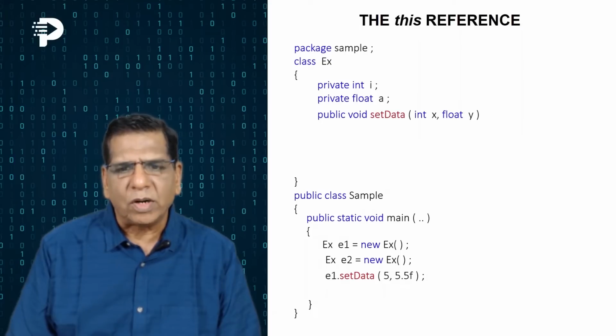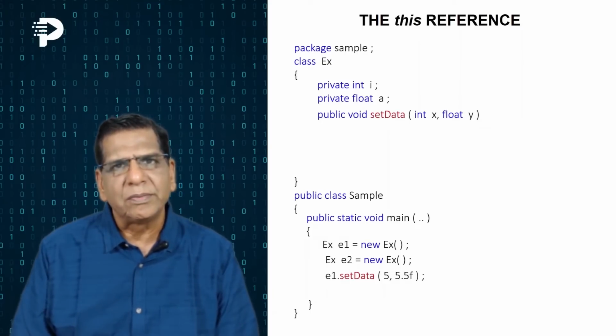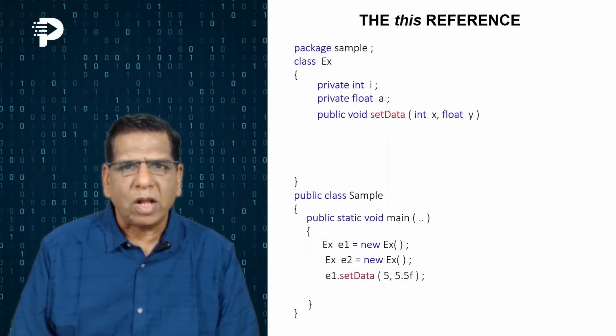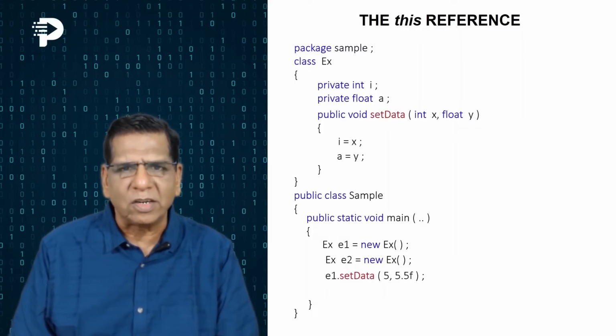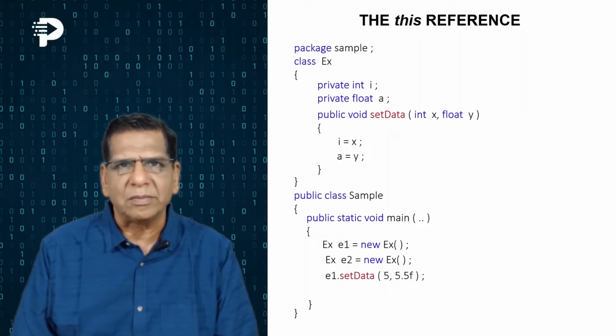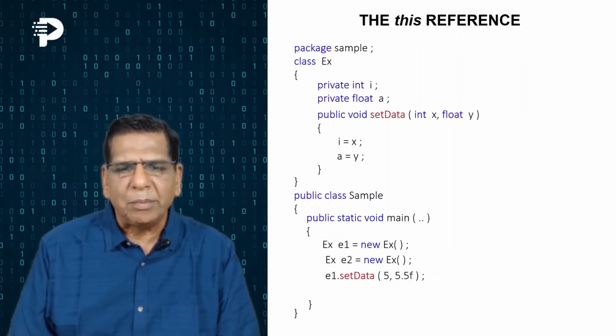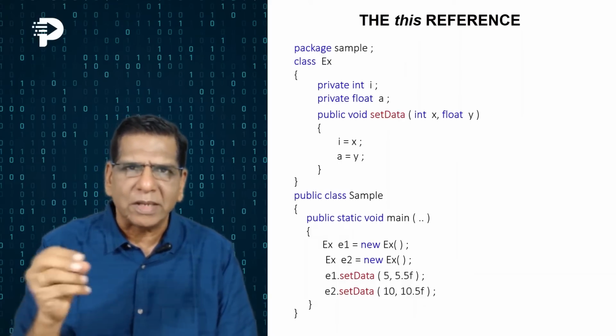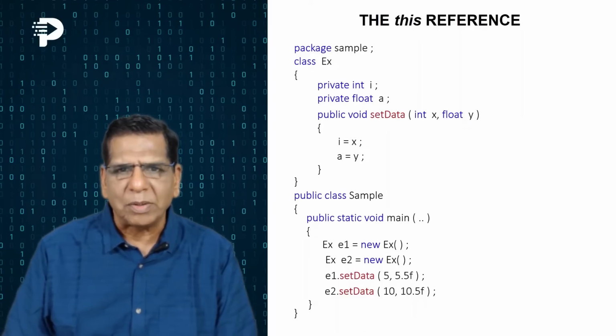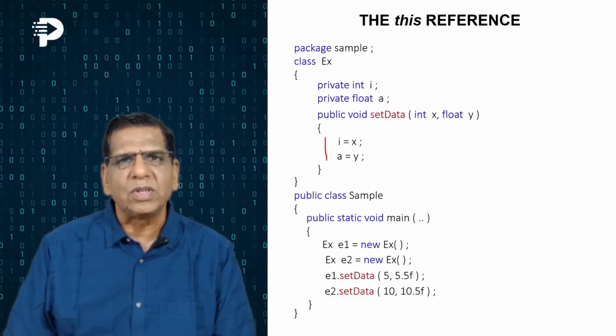In set data, whatever has been passed is being received in x and y. And all that we would do is assign these x and y to i and a. So we are basically filling the values inside the object by calling this set data method. Now the question here is, if I make a call to set data by saying e2, that time 10 and 10.5 would be passed and they would get collected into x and y and they would be assigned to i and a. So what happens here remains the same whether the call happens through the e1 object or through the e2 object.